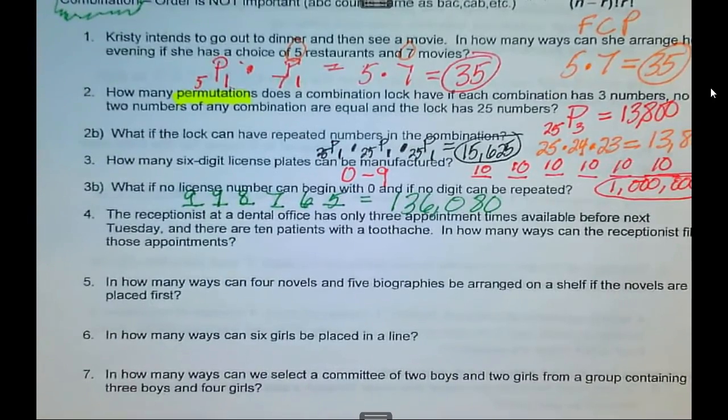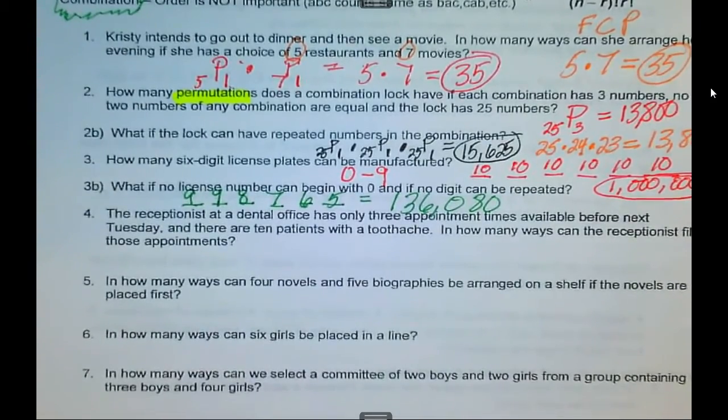Number 4. This is the last one I'm doing because I'm really tired. Oh, okay. You guys want your quiz? All right.